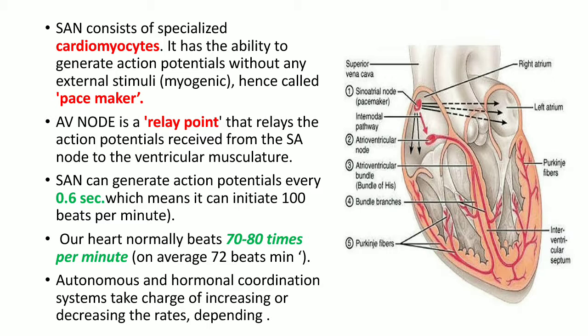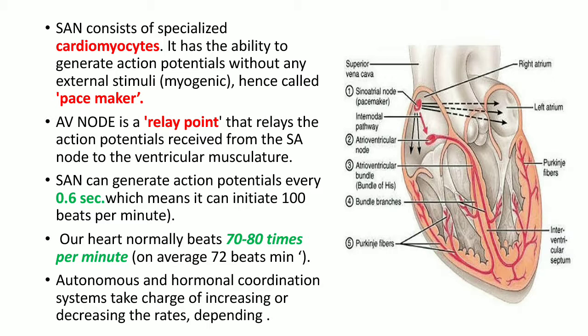And what is the function of the AV node? Through the internodal pathway, the SA node transfers the action potential to the AV node. Even though the SA node is the pacemaker, the AV node also has the tendency to generate action potential, or it can also generate the pumping in the heart, so blood can pump from one location to another. But it is a little less effective than the SA node. That's why the SA node is the main point, and the AV node is the relay point that relays the action potential received from the SA node.